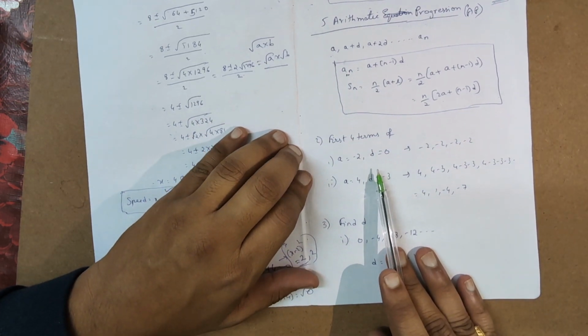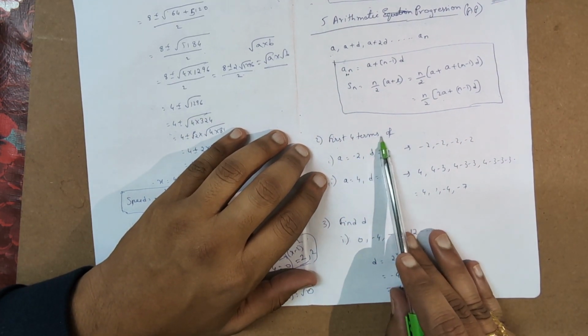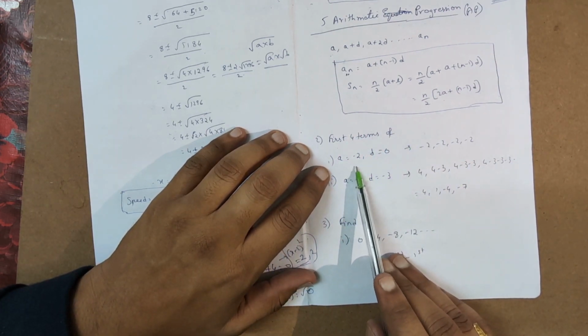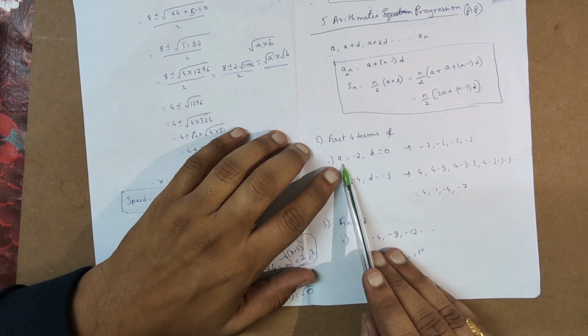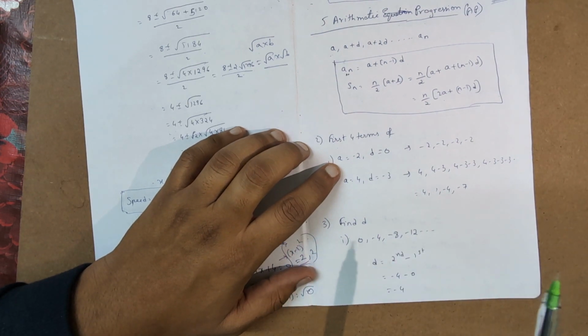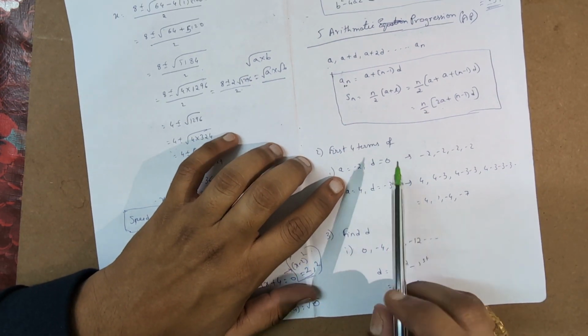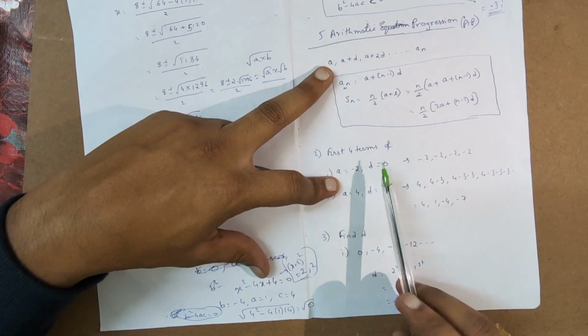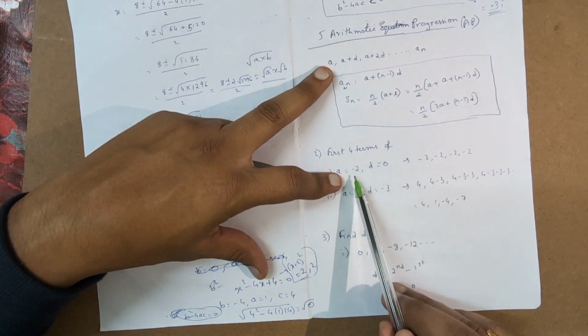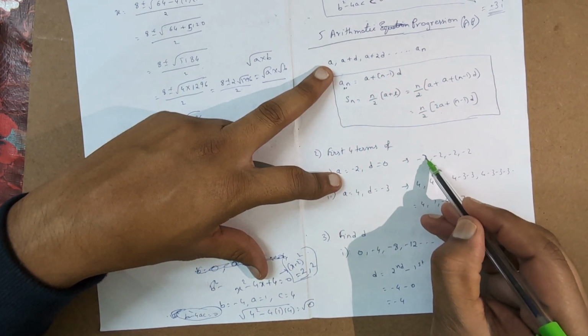So let's see these questions. First, the first 4 terms of an AP series are asked, where a is given and d is given. You need to find the first 4 terms. So what is the series here? a, a plus d, a plus 2d and so on. The first term is a, so I can directly write minus 2.